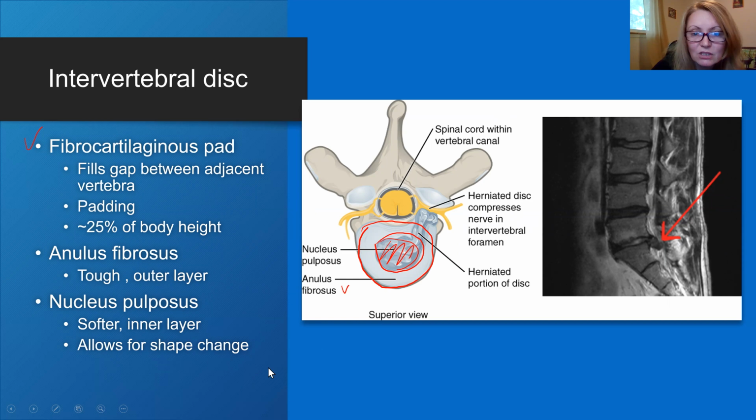Over here you see the herniated portion of the disc. So when this disc is displaced and it starts pushing on a nerve, right? It compresses the nerve and causes lots of pain, because this is the vertebral foramen, and you have the spinal cord, and then you have nerves branching out from the spinal cord.